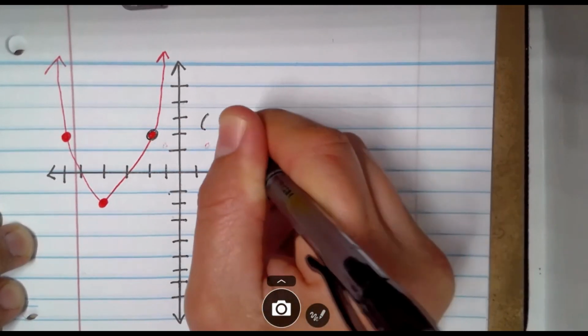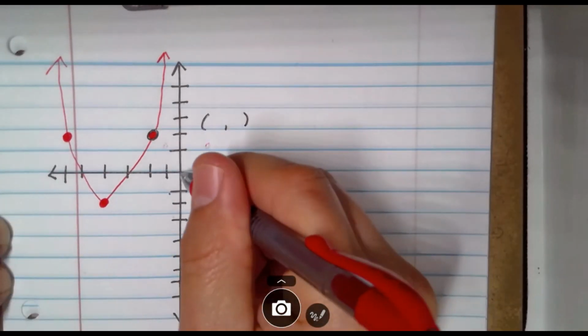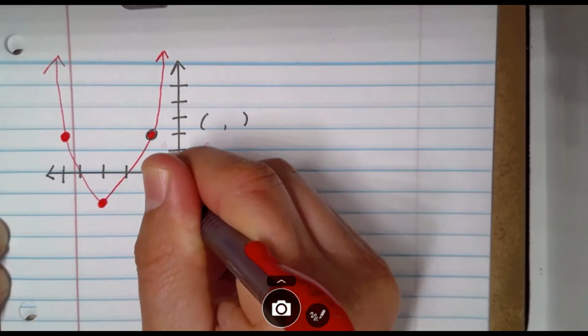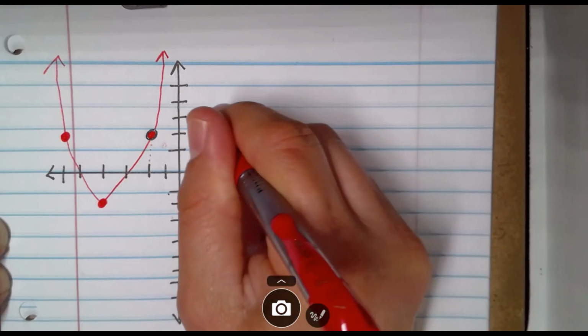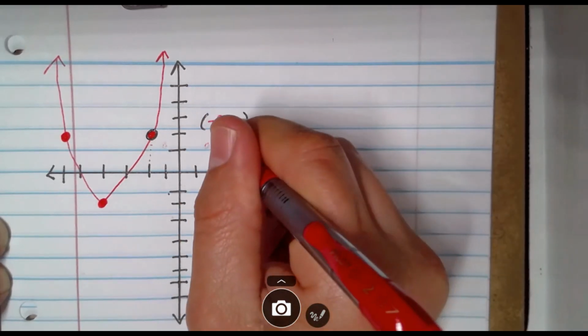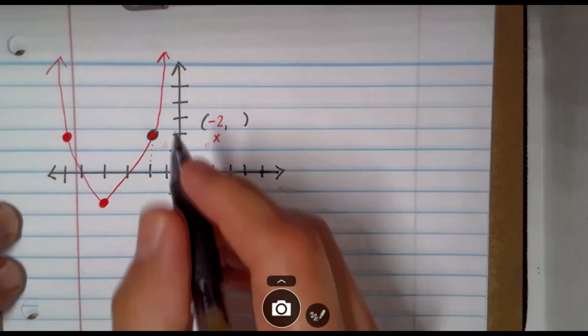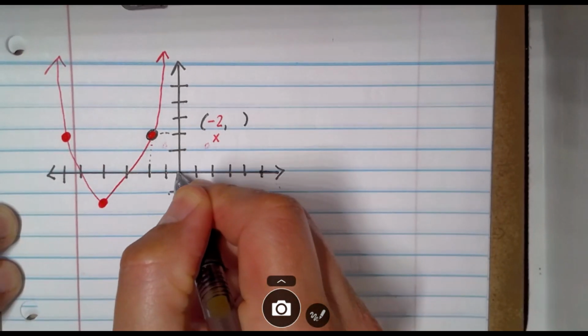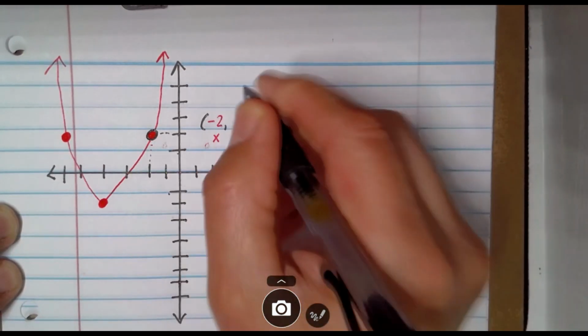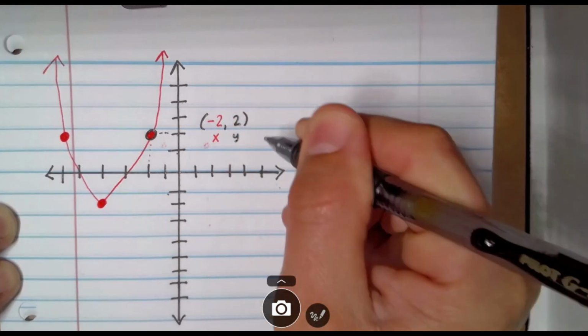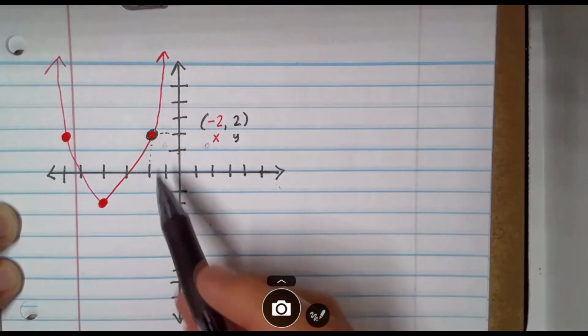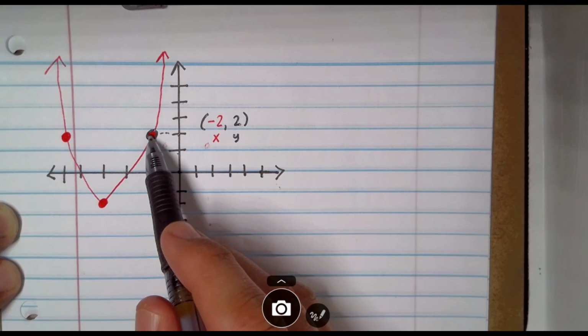That point, its location, the x value is negative 2. So it goes over to negative 2. That's my x value. And then the y value it lines up with looks like 2. So a positive 2. That's my y value. So that's my first point that I chose. It's at negative 2, positive 2.